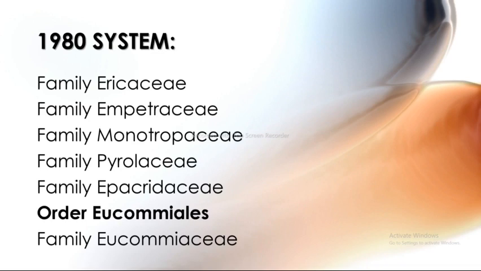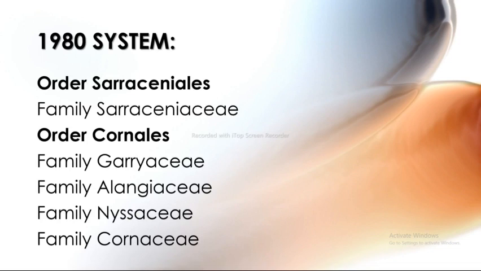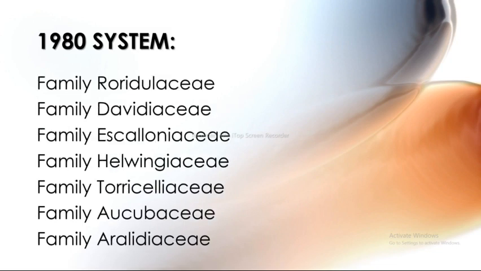So the next order is the Eucommiales, and this Eucommiales includes the family Eucommiaceae. So the next order is the Sarraceniales, and Sarraceniales includes the family Sarraceniaceae, and the next order is the Cornales, which includes the family Garryaceae and Alangiaceae, and the next is Nyssaceae, and the next is the Cornaceae. Next is the family Corokiaceae, and the next family is Davidiaceae. Next is Escalloniaceae. Next is the Helwingiaceae. Next is Toricelliaceae, and the next is the Aucubaceae, and the next is the Aralidiaceae.